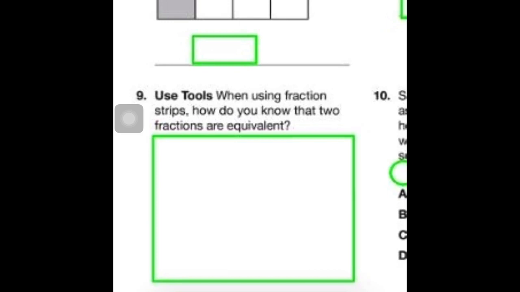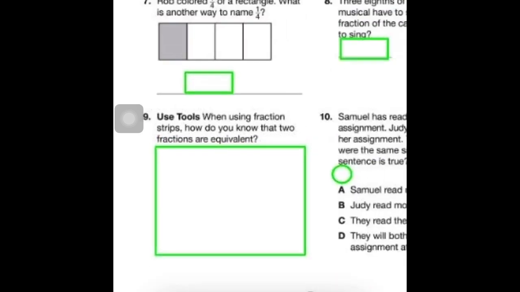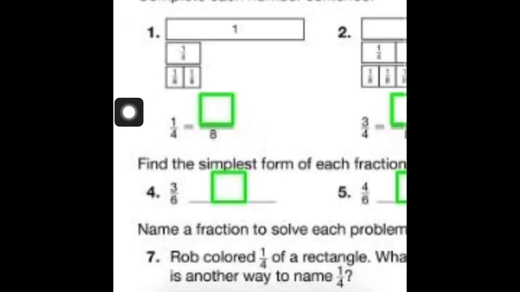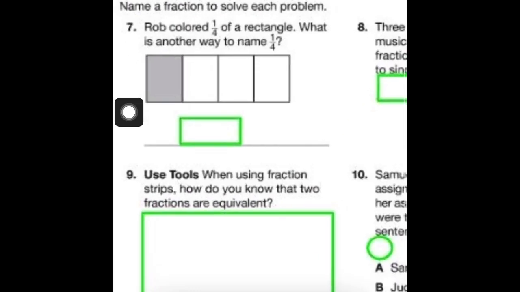Okay. Numero 9. I don't know why I just said that. When using fraction strips, how do you know that the two fractions are equivalent? Well, if you're using fraction strips like up here, how do you know that they're equivalent? It's when they take up the same amount of space, right? This fraction and this fraction, they're taking the same amount of space.